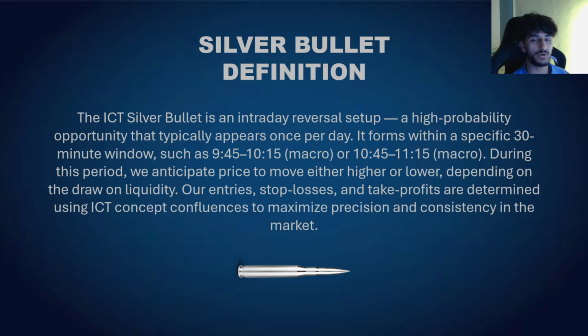All right, so let's get back right into the video. Now, the silver bullet definition. The ICT silver bullet is an intraday reversal setup. It's a high probability opportunity that typically appears once a day.